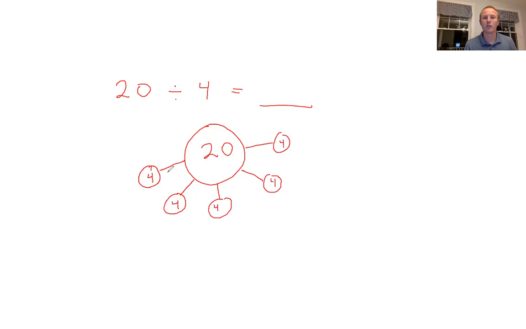So I can then go and see how many arms did I draw, or how many branches came off of my 20. 1, 2, 3, 4, 5. So I have a total of 20 objects being separated out into groups of 4. And by doing that, I create 5 groups. Let's look at one last problem, and we'll solve it both ways, just like we did here.